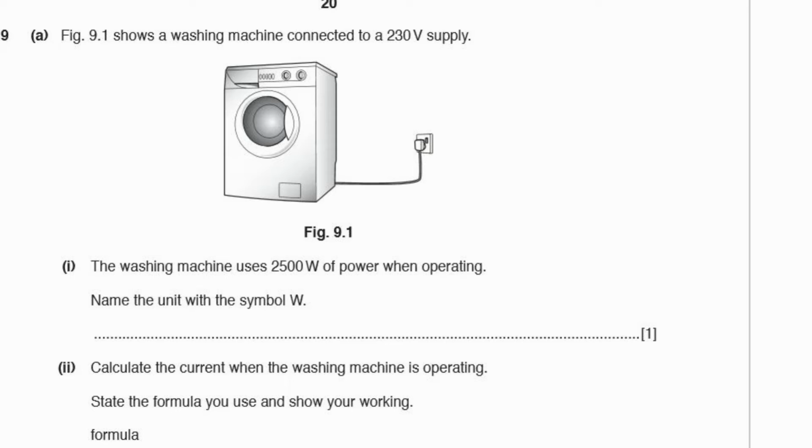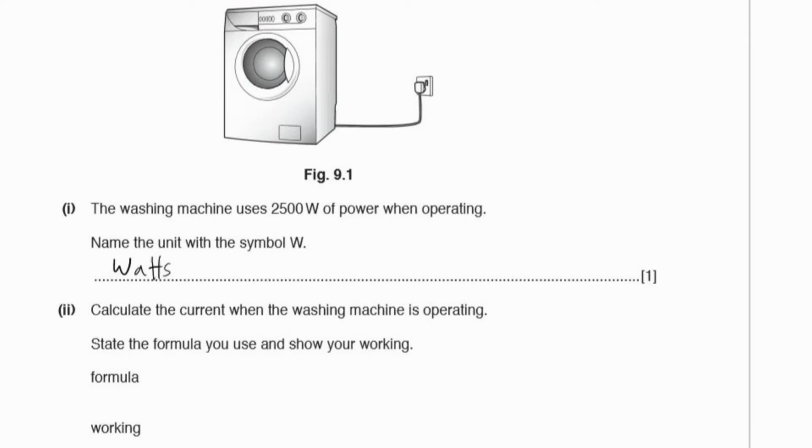Now it's physics. Question 9. Figure 9.1 shows a washing machine connected to a 230 volt supply. The washing machine uses 2500 watts of power when operating. Name the unit with the symbol W. Well, it's watts. 2. Calculate the current when the washing machine is operating. State the formula you use and show your working.